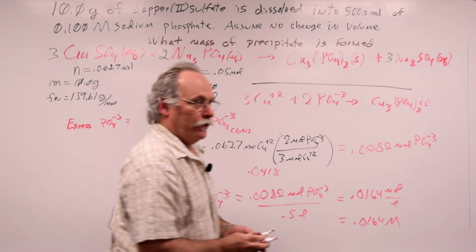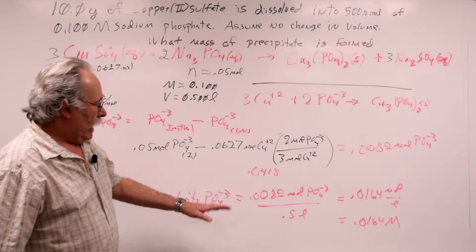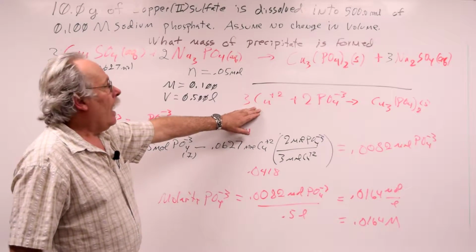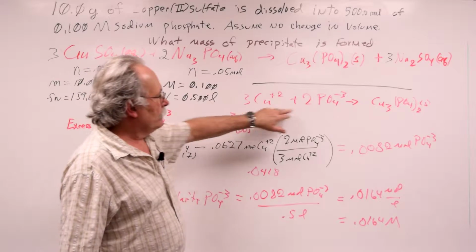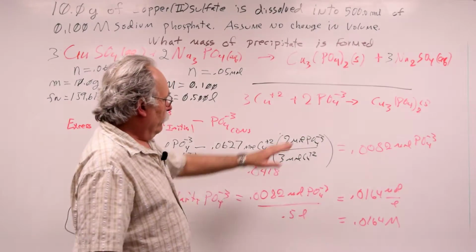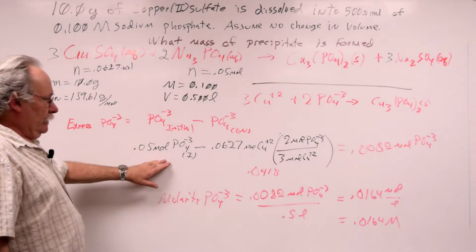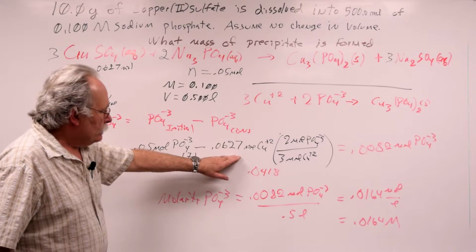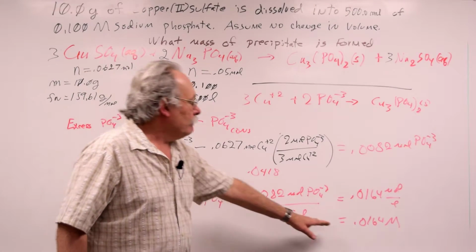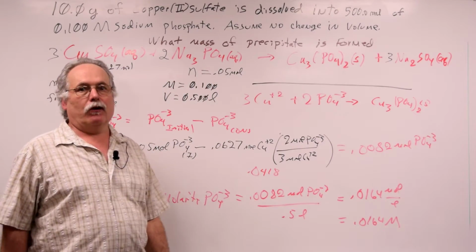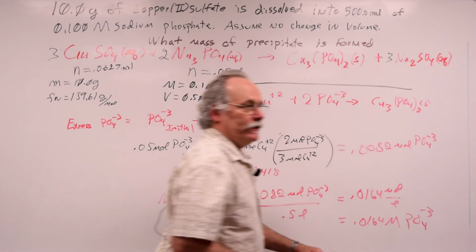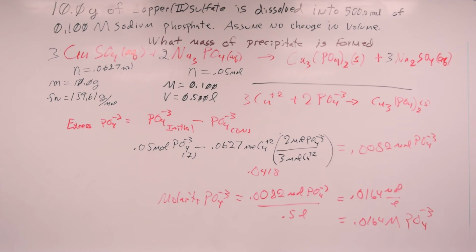Which is equal to 0.0164 molar. Okay? So in review, my solution consumed all of the limiting reagent, the copper, and produced 7.95 grams of copper phosphate, which we discussed earlier. And we had some excess phosphate. So I calculated the initial phosphate minus that consumed through the complete consumption of the limiting reagent, divided into the volume, and my final solution is 0.0164 molar in PO4-3. Thank you.